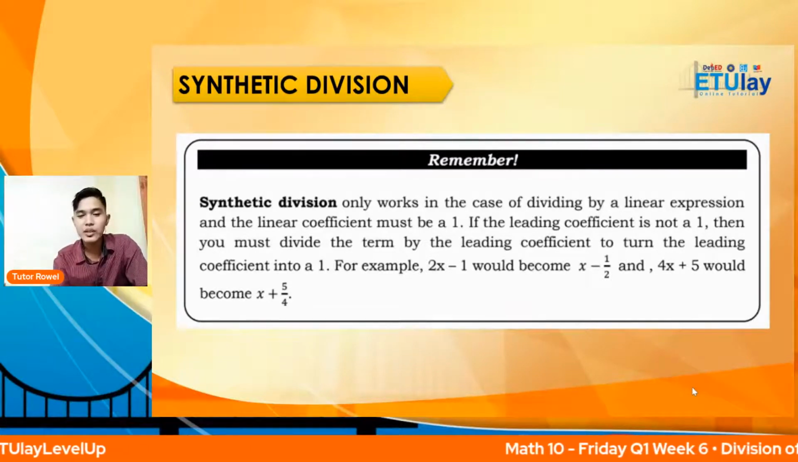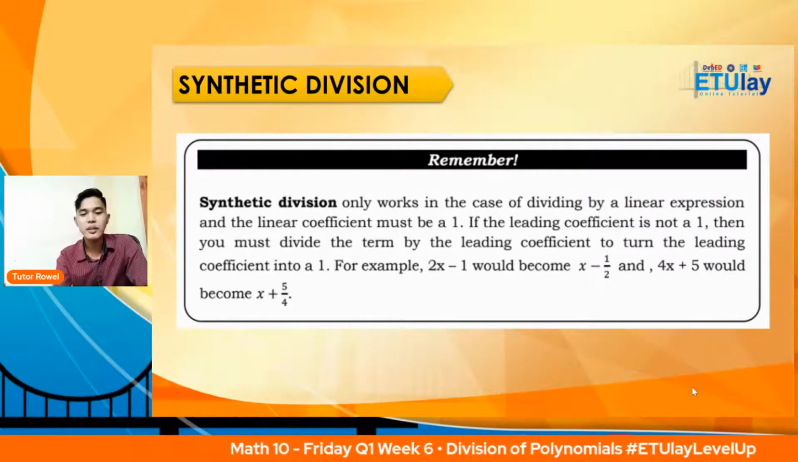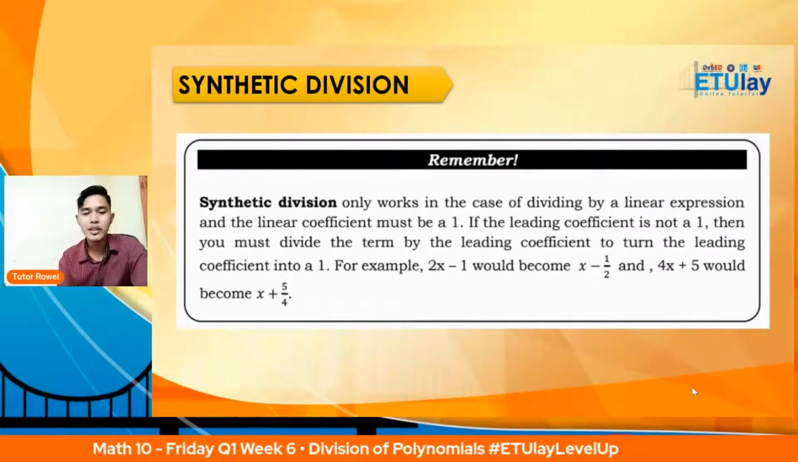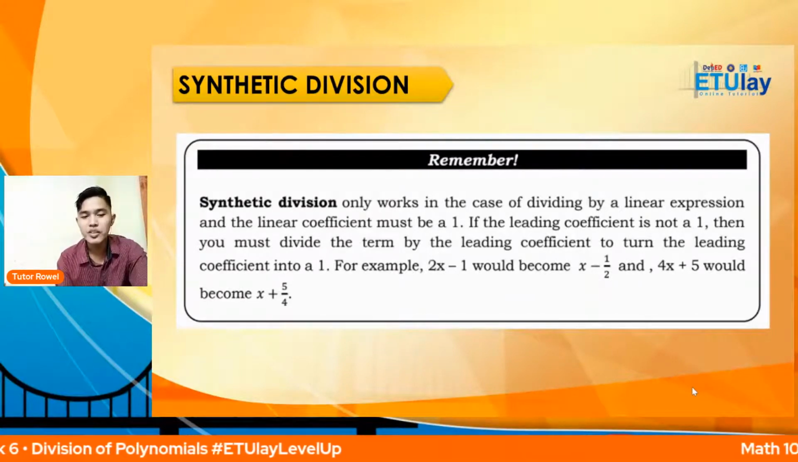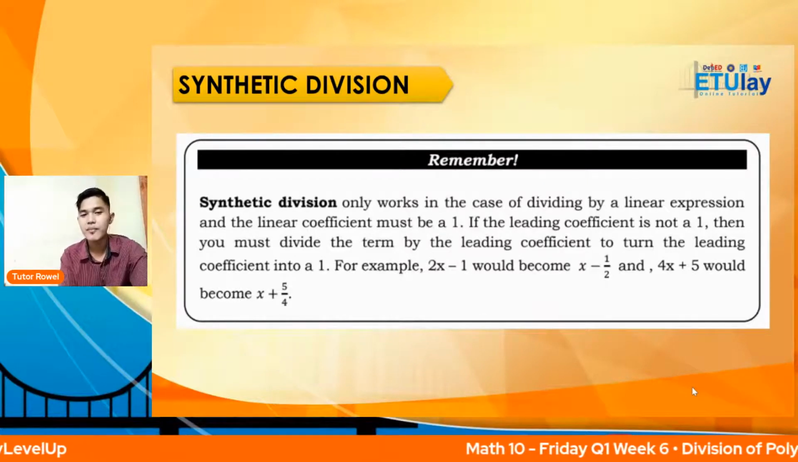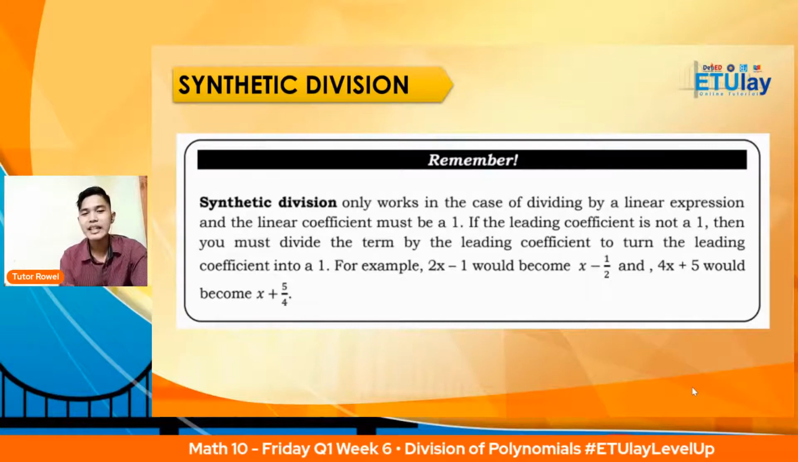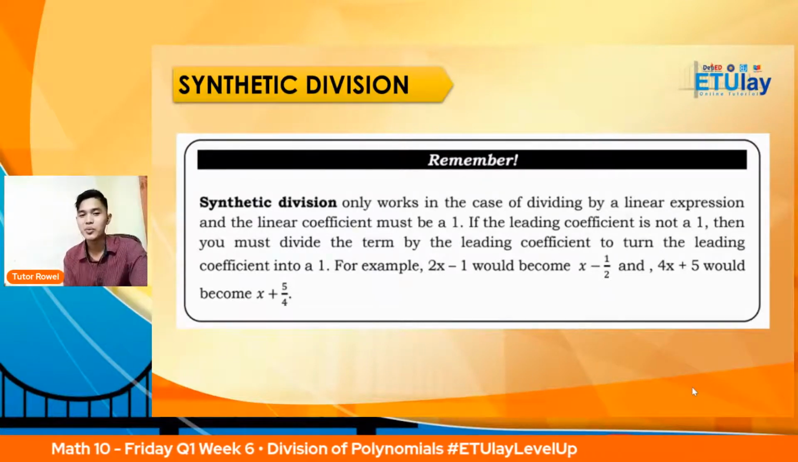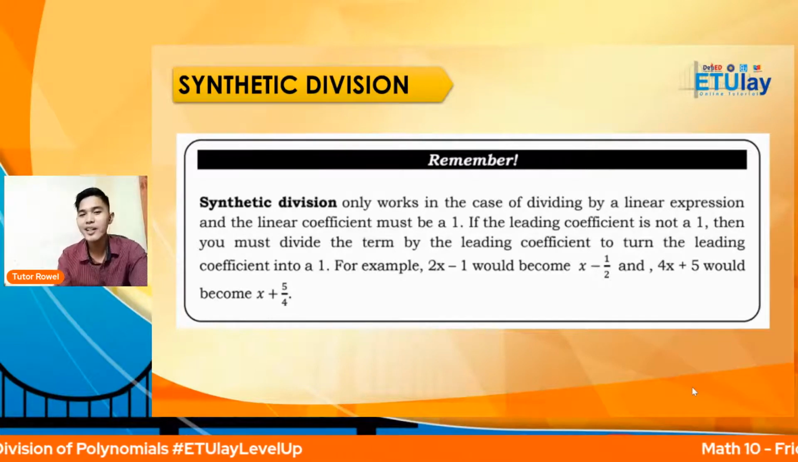Tapos, if the leading coefficient is not 1, then you must divide the term by the leading coefficient to turn the leading coefficient into 1. So, halimbawa, we have 2x minus 1. Pero dapat, yung katabi ni x, 1 lang or wala. So, ano yung gagawin kay 2? I-divide both terms by 2. Kaya yung 2x minus 1, magiging na lang x minus 1 half.